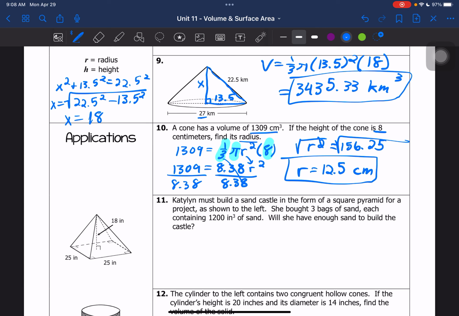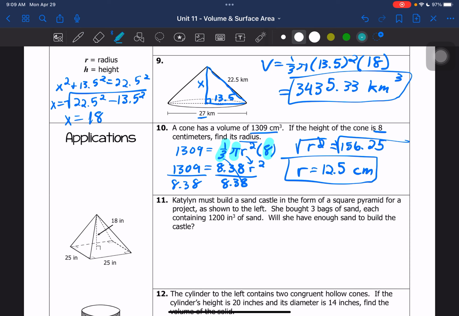So number 11 says that Caitlin must build a sandcastle in the form of a square pyramid for a project as shown to the left. She bought 3 bags of sand, each containing 1,200 inches cubed of sand. Will she have enough sand to build the castle?